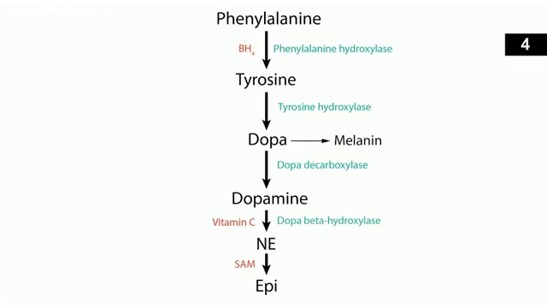Now, dopamine is going to be converted to norepinephrine by dopamine beta hydroxylase with the aid of vitamin C we talked about before. Now, there's something called dopamine beta hydroxylase deficiency where the patient has excess dopamine but a deficiency of norepinephrine and epinephrine. Patients will present with nasal congestion, ptosis, and orthostatic hypotension.